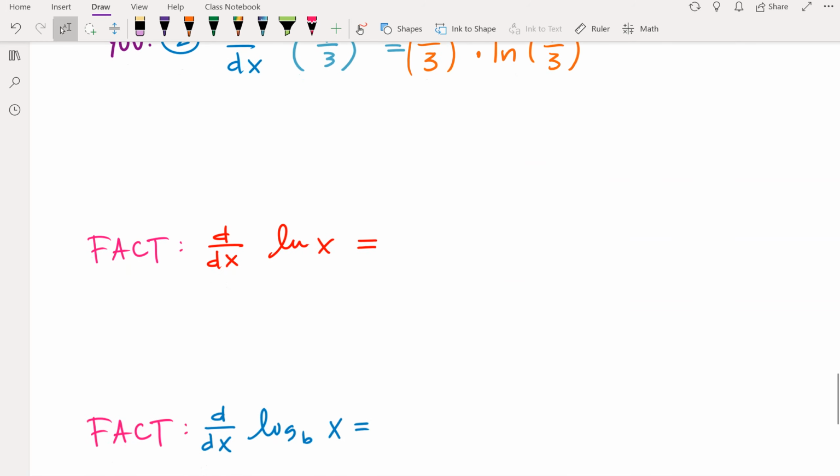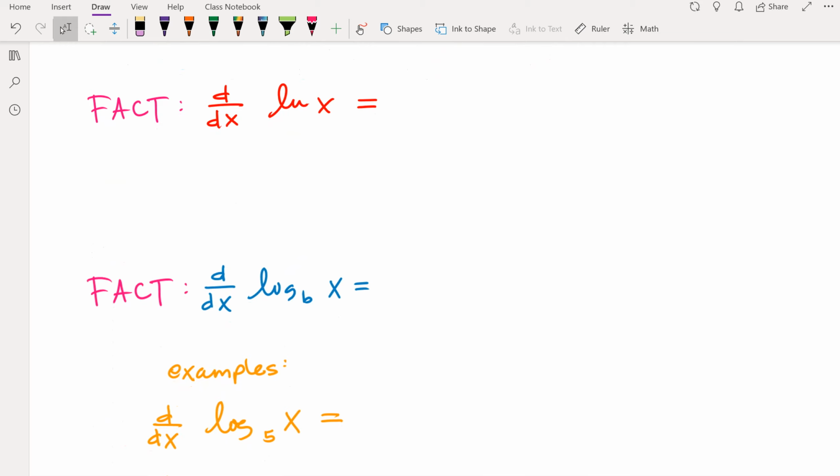And we have 2 more for you. This one's super important. What is the derivative with respect to x of natural log of x? That is 1 over x. The derivative of natural log of x is 1 over x. Got to know that. We're going to use it a ton.